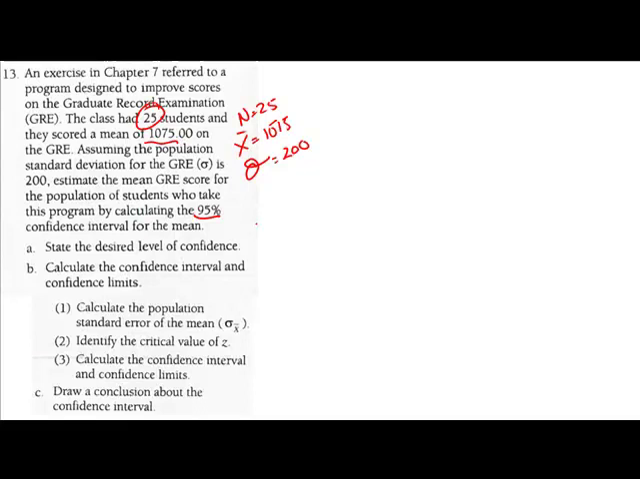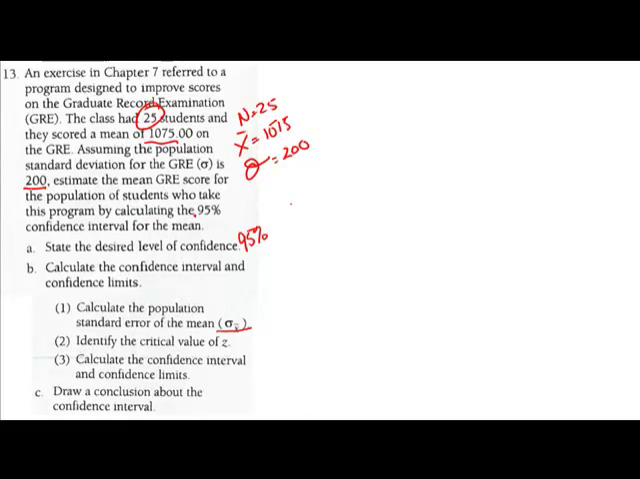Select the desired level of confidence. Well, that's easy, 95%. You just told us to do that. Now we have the population standard error. We have this 200. Okay, calculate the confidence interval by step 1. Calculate the population standard error of the mean.